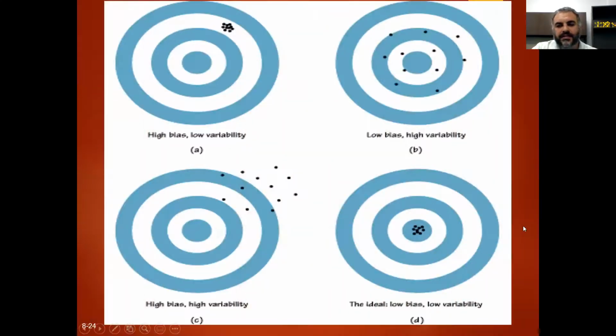So in statistics, we will have 4 scenarios. We might have a high bias but with low variability. In this scenario, we have a high reliability. For example, if we repeat the survey again, or if we implement the same experiment again, we will have the same result, but it's far from what we are expecting. So this is a problem.